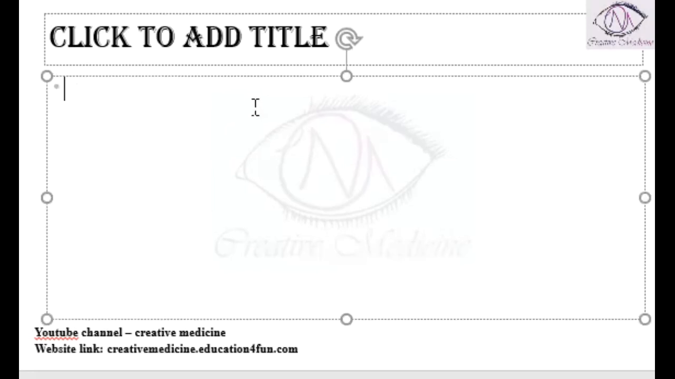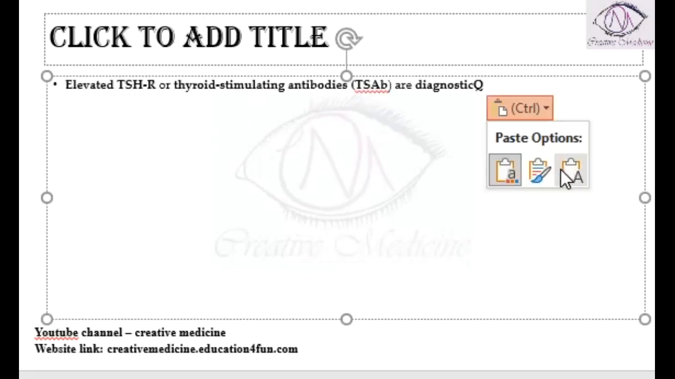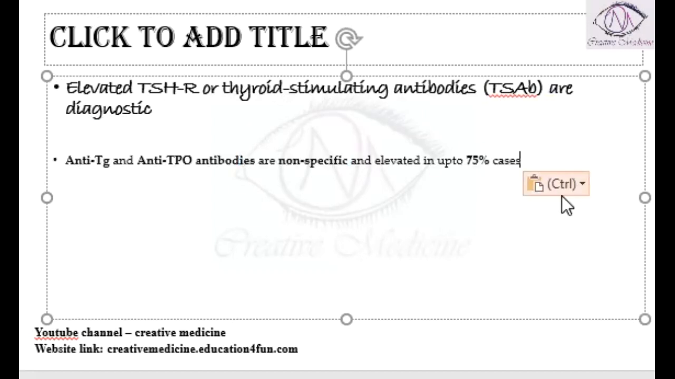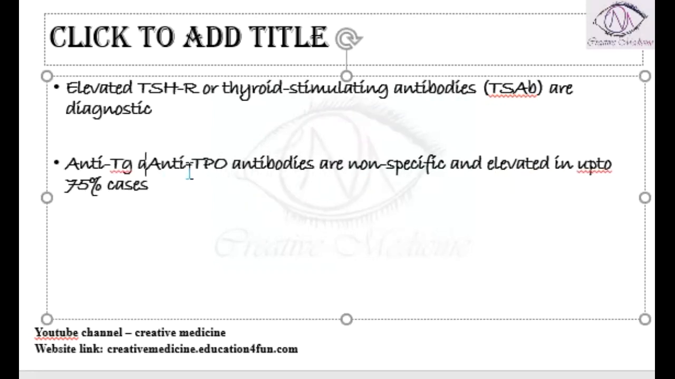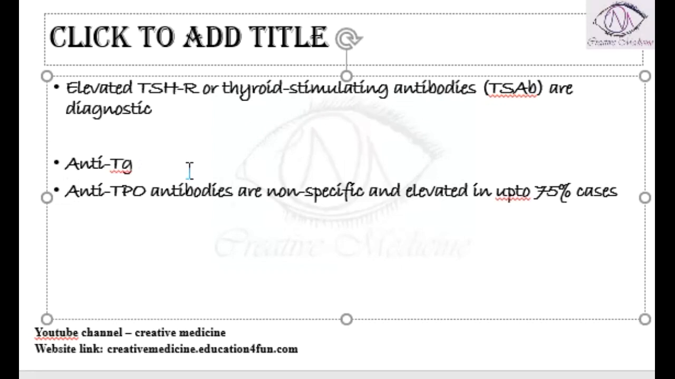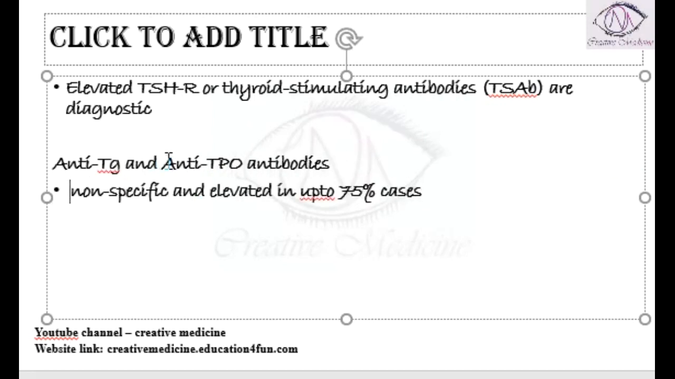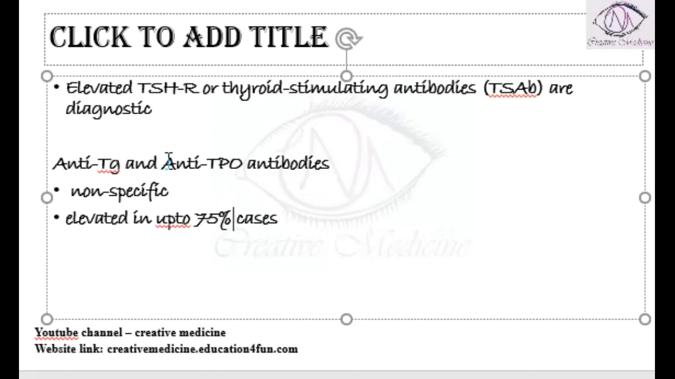Next, in Graves disease, if you do antibody tests and see increased TSH receptor antibodies and elevated thyroid stimulating antibodies, then obviously it is diagnostic of Graves disease. But if antithyroglobulin or antithyroid peroxidase antibodies are elevated, these are non-specific for Graves disease and are elevated only in up to 75% of cases. So they are not diagnostic, but they can give a suspicion about Graves disease. The diagnostic antibodies are elevated thyroid stimulating hormone receptor antibodies and thyroid stimulating antibodies.